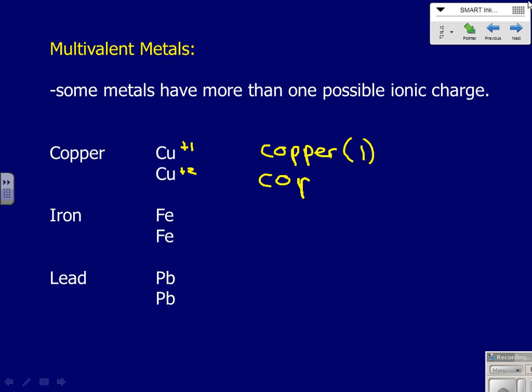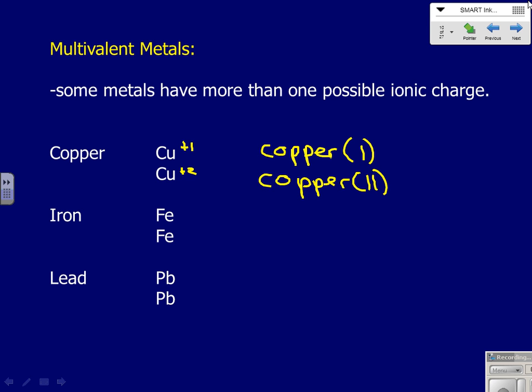This one is called copper 2. So how do we fix it when there's more than one? We simply indicate with brackets and a Roman numeral what charge is on that ion. So now we could have something like copper 1 sulfide. That tells us we're using the copper 1 version, and we know sulfide's -2. We can cross over. We can do what we need to do.